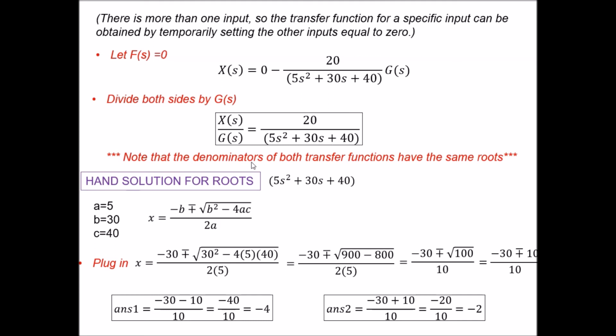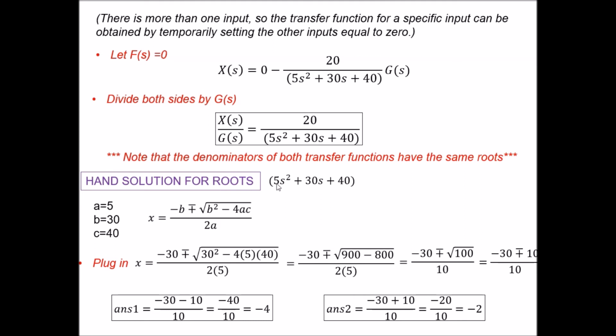And we can note that the denominator of both transfer functions are going to have the same roots. They have the same denominator there. So let's take a look at that denominator, our 5s squared plus 30s plus 40. The first thing I'm going to do, this is a pretty simple one, let's just solve this by hand solution using the quadratic equation here.